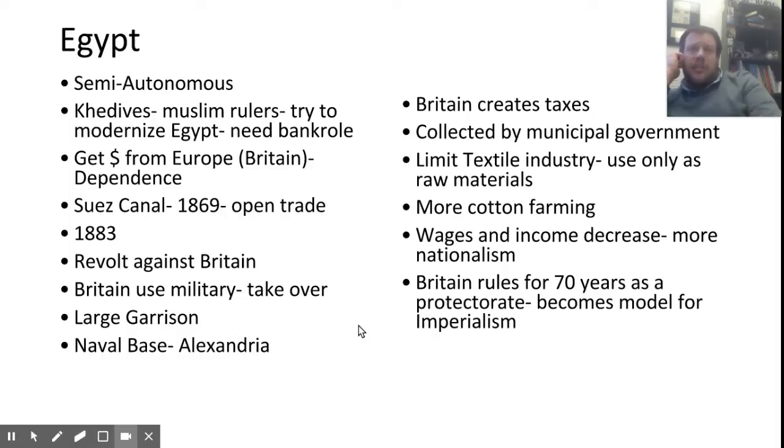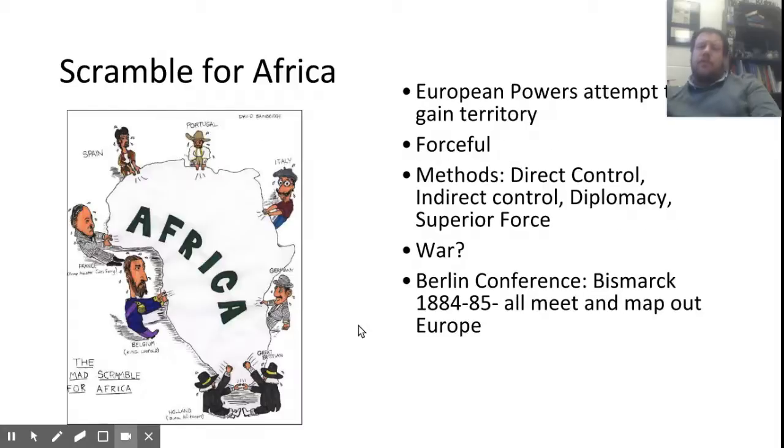At the same time, more British nationalism is taking place because people are getting rich in Britain off of all the Egyptian cotton, those kind of things. And Egypt really becomes a model for British imperialism, for imperialism in general, as you see the British rulers working through the local rulers, controlling the local population and making tons of money off them because of the raw materials. It becomes the model for imperialism. And so all these different countries want to get in on the deal.